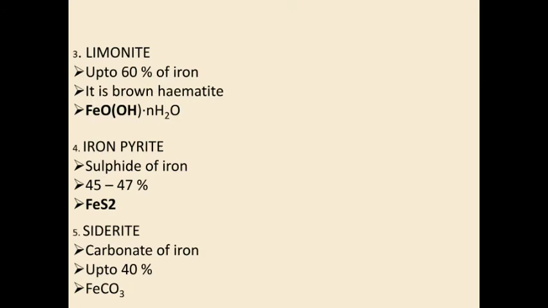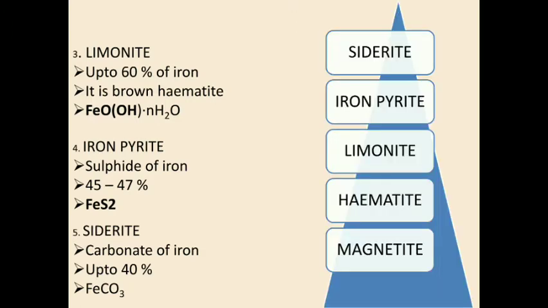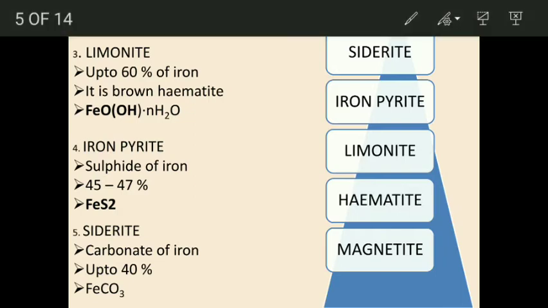If we arrange them in the increasing order of iron content, first comes siderite that has about 40% of iron. Next is the iron pyrite that has 45 to 47%. Then limonite 60%. Hematite has about 65 to 70%, and the highest one is magnetite having 70 to 75% of iron.